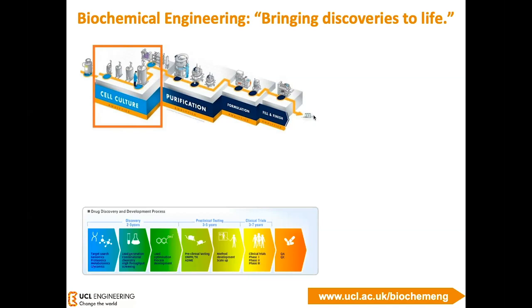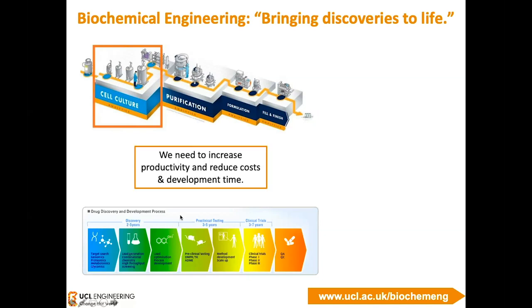So it really comes as no surprise that the development timeline of a new drug from discovery to it being on the shelf is usually between 7 to 12 years, depending on the number and type of clinical trials it has to go through. And what we're trying to do as biochemical engineers is essentially expedite this process from discovery to at least preclinical manufacturing. We're trying to increase productivity throughout, reduce the costs and development time, which is very, very significant, the reduction in development time.